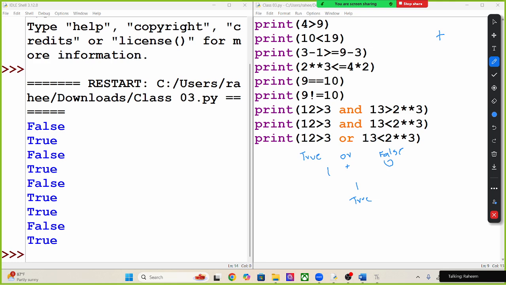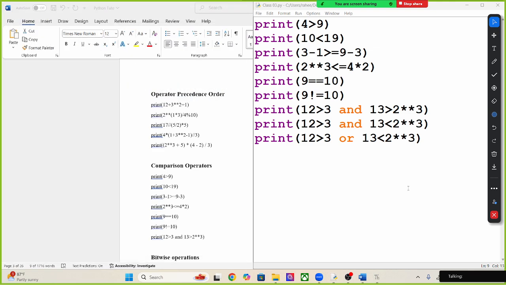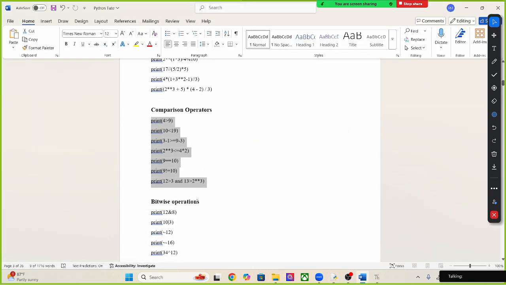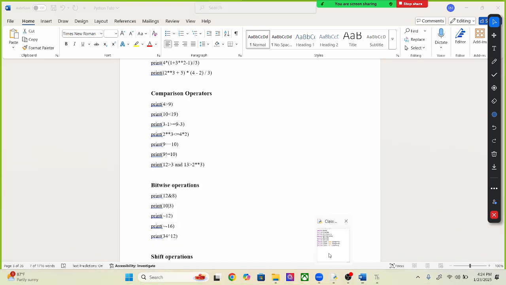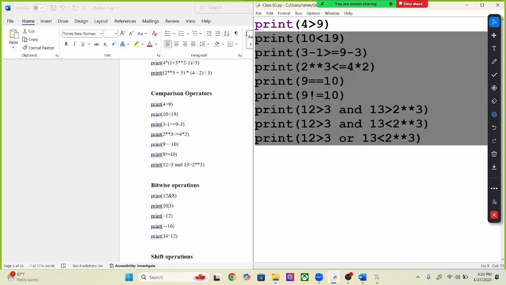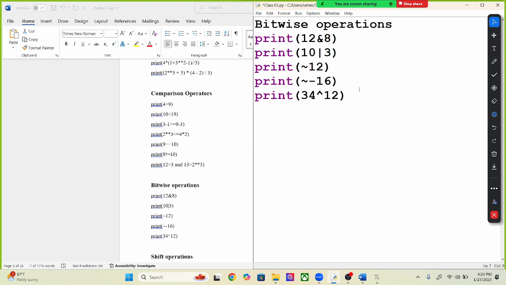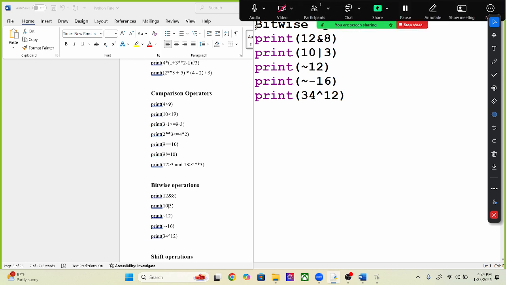Complete this example. Then we will move on to bitwise operations. For the bitwise operations, I'll copy and paste into my Python window. I'll put a comment.